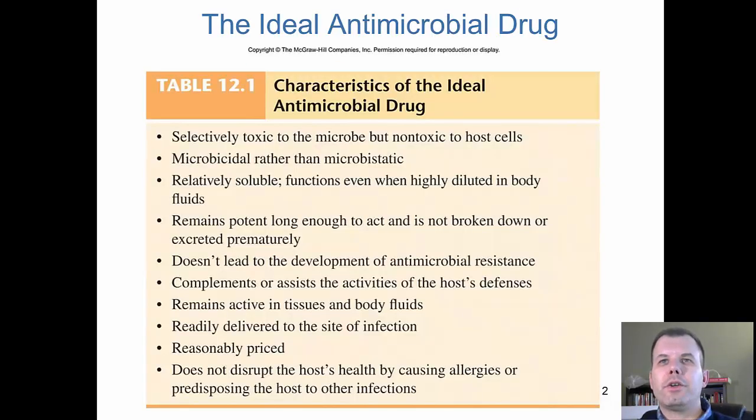Okay, here are the characteristics for the ideal drugs, and you can kind of go through, and these make a lot of sense. And again, I'm not going to ask a lot of questions on these things. I mean, you can use just common sense and kind of think about what would make a good drug, but we'll go through these things.